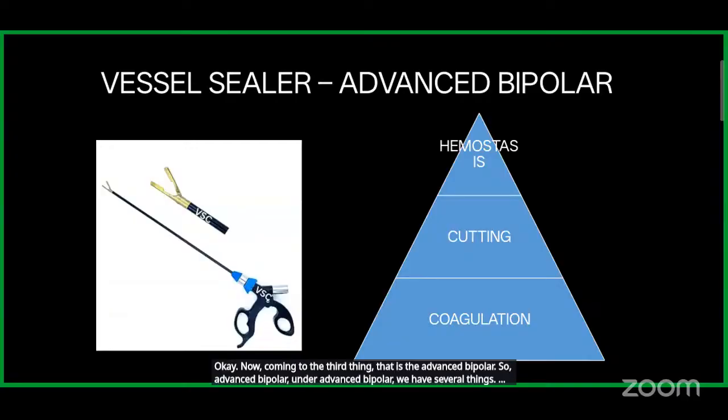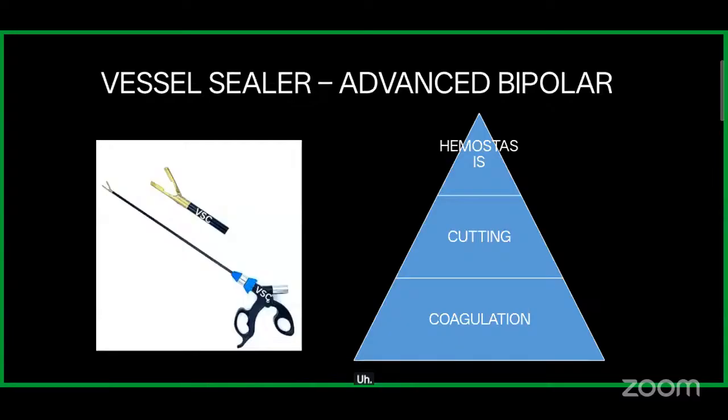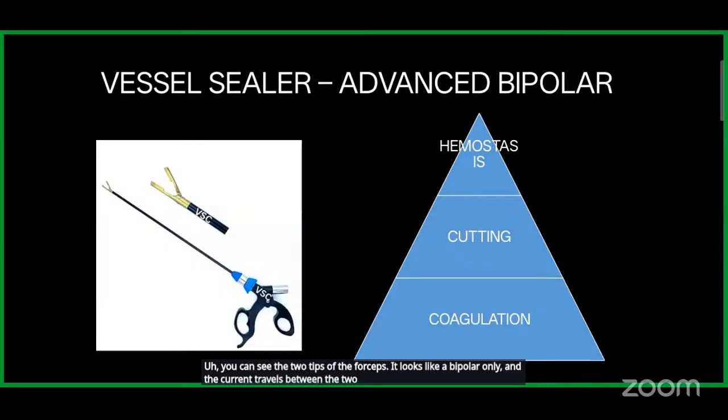First thing is a vessel sealer. Okay, so you can see the picture here, vessel sealer. It is an insulated handle. You can see the two tips of the forceps. It looks like a bipolar only, and the current travels between the two tips of the forceps here also.